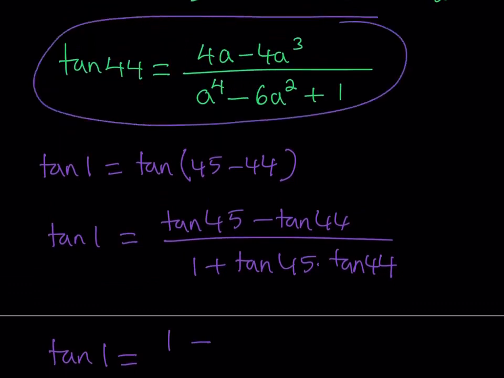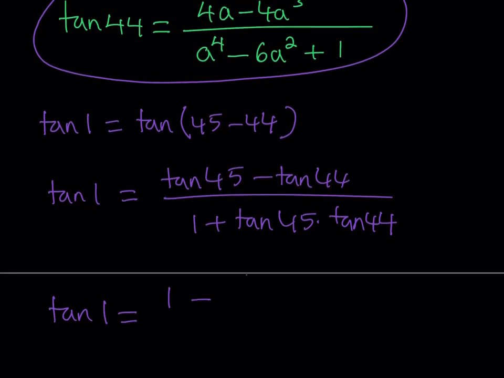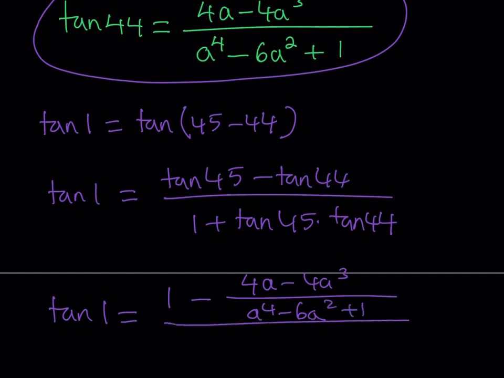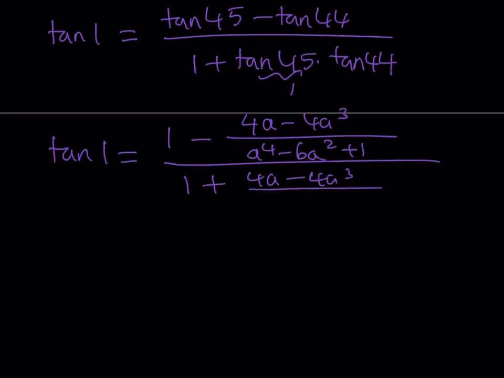All right. So what is that expression? Well, it is equal to 4a minus 4a cubed divided by, well, I'm supposed to write the a to the 4th first, a to the 4th minus 6a squared plus 1. So that's just the top. At the bottom, I'm going to have 1 plus tangent 45, which is 1. So it doesn't really matter whether you multiply or not. But I should be getting the same thing here. All right? So isn't this great?